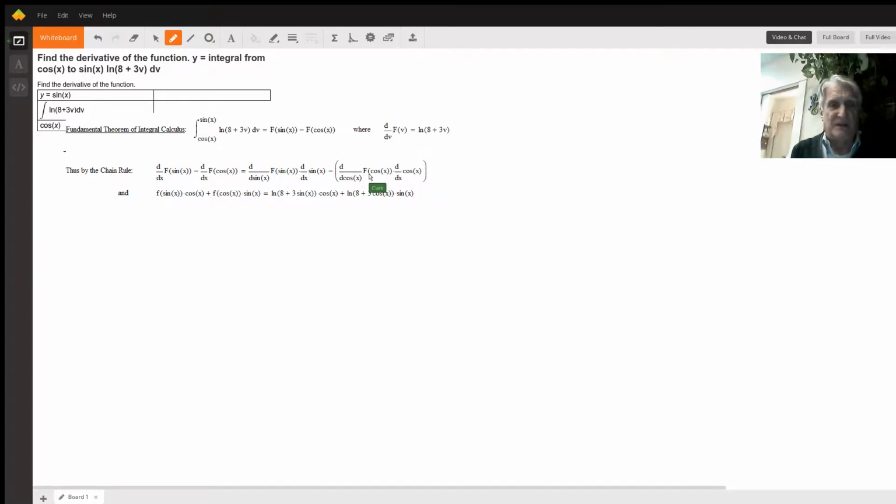big F, again evaluated at cosine of x, which will be ln of 8 plus 3 cosine of x times the derivative of cosine of x, which is negative sine x, which makes this a positive. And so that's the final result here: ln of 8 plus 3 sine x times cosine of x plus ln of 8 plus 3 cosine of x times sine of x.